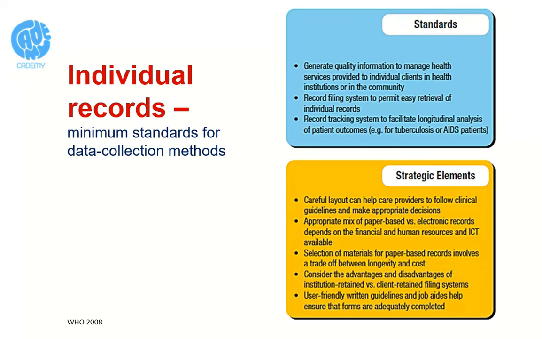Now, in the institution, again, this WHO document comes to light. It's a very important document. We need to refer to it. For individual records, the minimum standard for data collection is actually highlighted here. Of course, the standard is how easy it is to retrieve the records, or the filing system that permits you to put together the individual records in the system, generating quality information to manage health services provided to individuals and clients in the health institution or in the community. The basic standard is ease of tracking; the ease of retrieval should be considered.